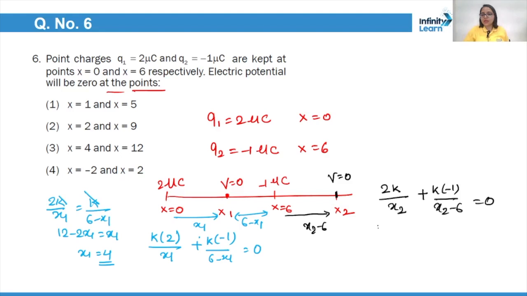So it will be 2k upon x2 is equal to k upon x2 minus 6. K cancels. So we have 2x2 minus 12 is equal to x2, and x2 will be 12. So at x equal to 4 and at x equal to 12, you'll get electric potential 0. So the correct answer is option 3.